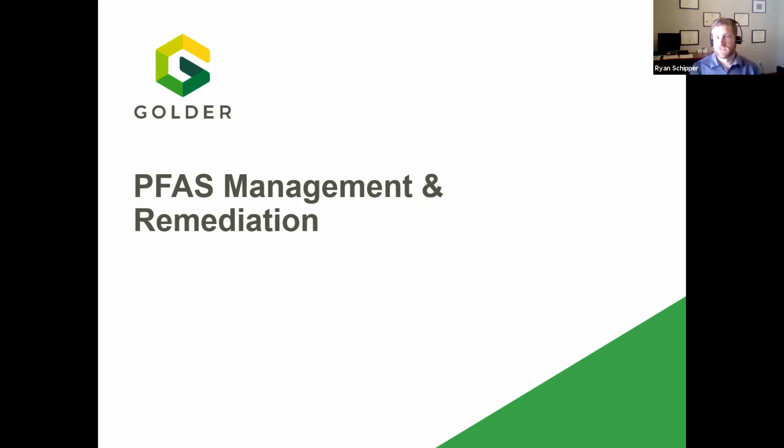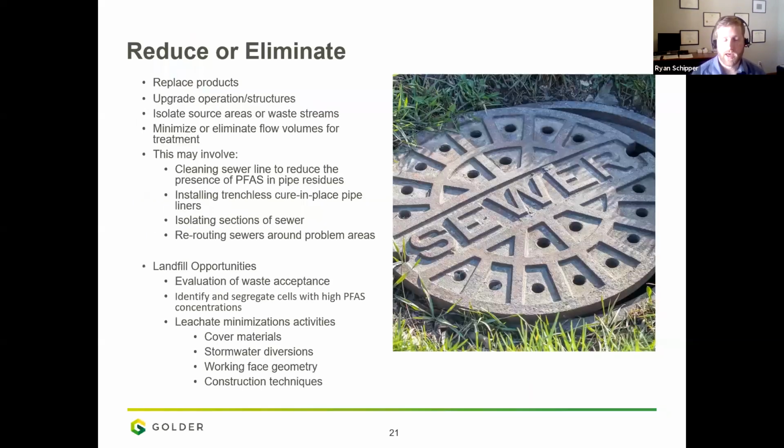So first, we typically want to look at options to reduce or eliminate PFAS at contaminated sites such as AFFF sites or manufacturing sites. We can look at replacement of products or operational upgrades to the structures. We can isolate source areas or waste streams that have high concentrations of PFAS and thereby really minimize or eliminate some of the flow or reduce the volumes that are required for treatment.